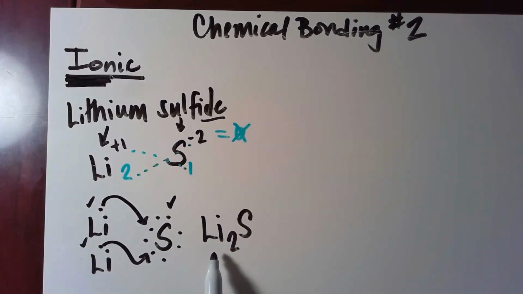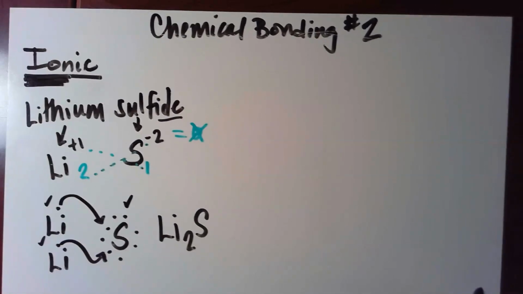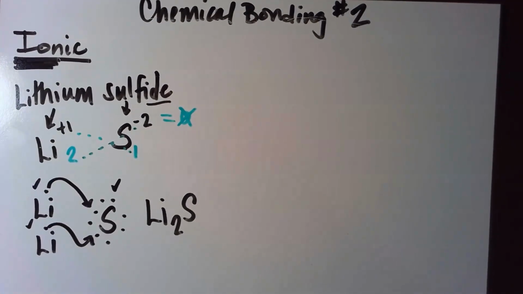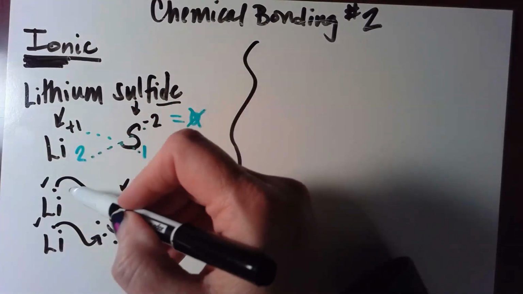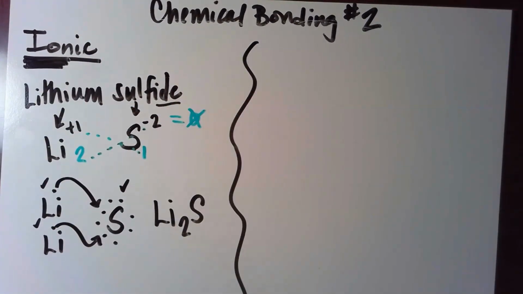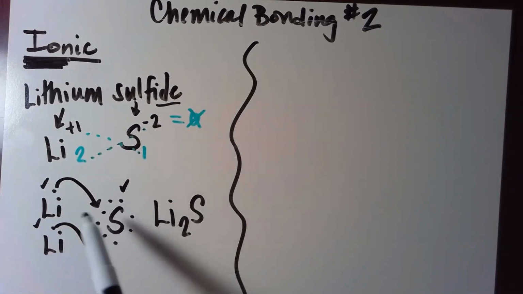Metals always give, non-metals always take. Okay, so let's try one more just to verify. Ideally you shouldn't have to rewrite all of this every time. Just checking the charges should be sufficient, unless I tell you to draw the bond.